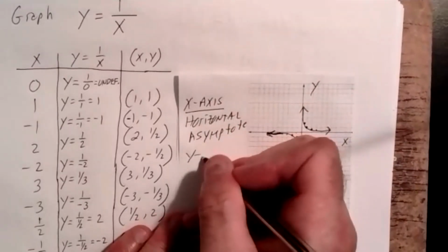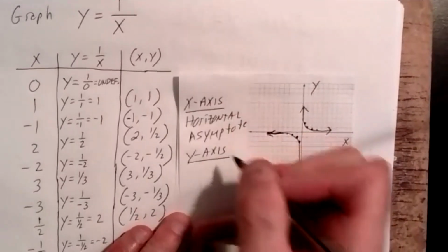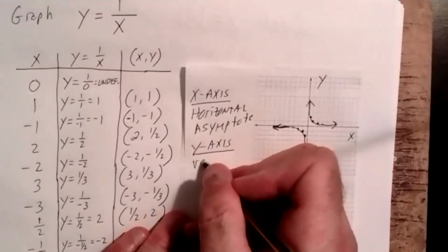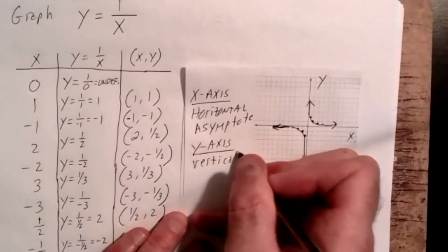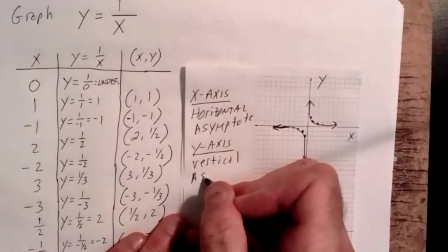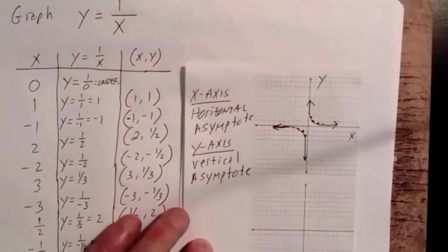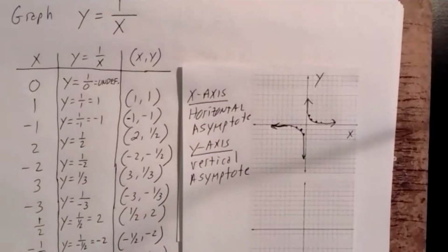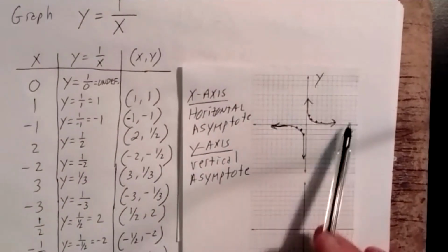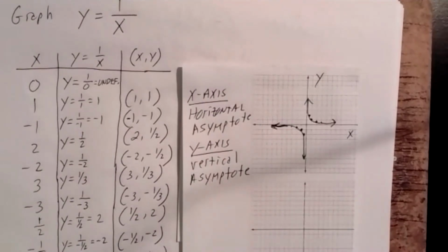The graph will never cross or touch the y-axis, and because of that, we say the y-axis is a vertical asymptote to this graph. A vertical asymptote. Or we say the graph is asymptotic with respect to the x-axis and the y-axis.